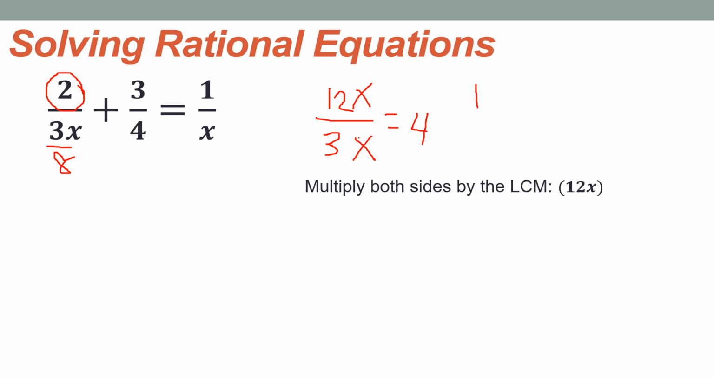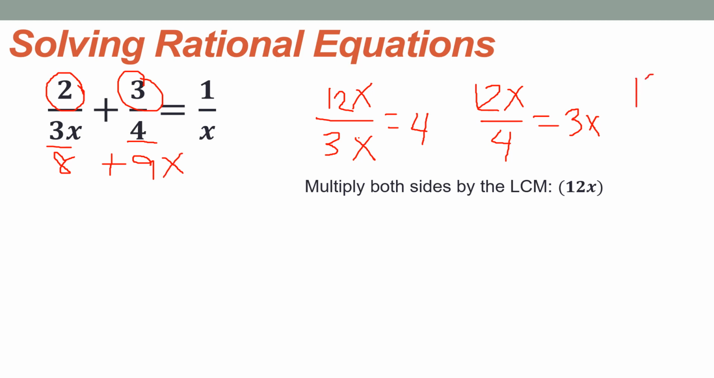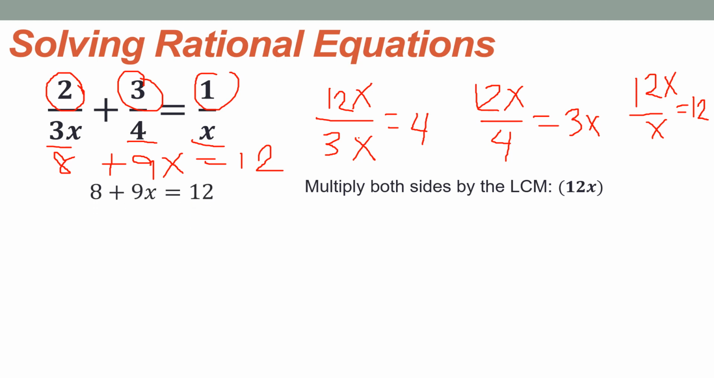Okay? Next, for the next term, 12x divided by 4. 12x divided by 4 is equal to 3x. 3x times 3, giving us positive 9x. Okay? Next is for the last term, 12x divided by x is equal to 12. Okay, 12 times 1 is equal to 12. So we have now this new equation, 8 plus 9x is equal to 12.